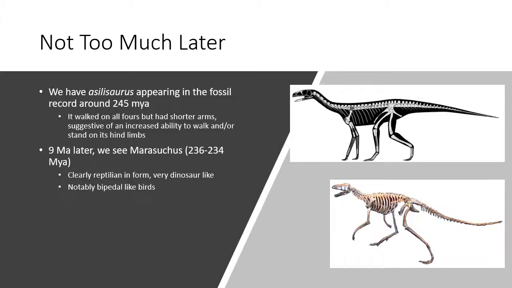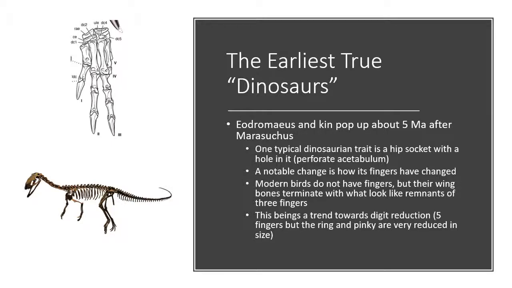And then sometime later we see Marsuchus. Is that how you say that? Marsuchus. Seems about right. Very reptilian in form, very dinosaur-like, but notably bipedal. This is one of the first bipedal types of dinosaurs that we see, with some small changes in the skull and a similar tail structure as well, but a continual shortening of the arms.